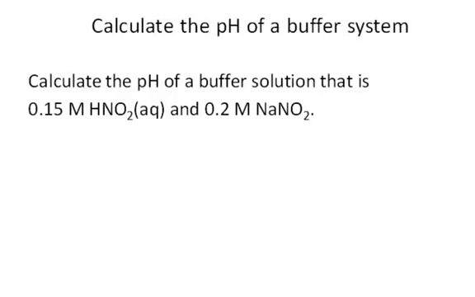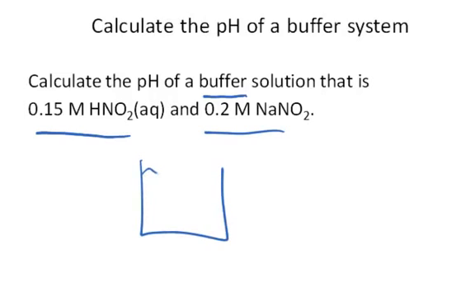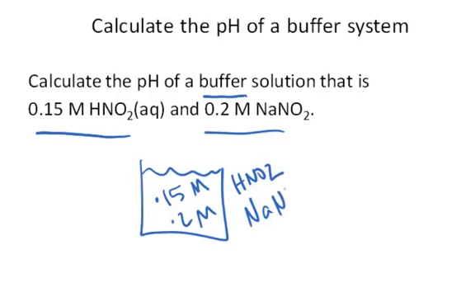Further, you can calculate the pH of a solution. I don't even have to say that it's a buffer, because you can recognize this particular solution as a buffer solution because it is a solution, and in that solution it contains a 0.15 molar solution of a weak acid, HNO2, and a 0.2 molar solution of the salt, sodium nitrite.